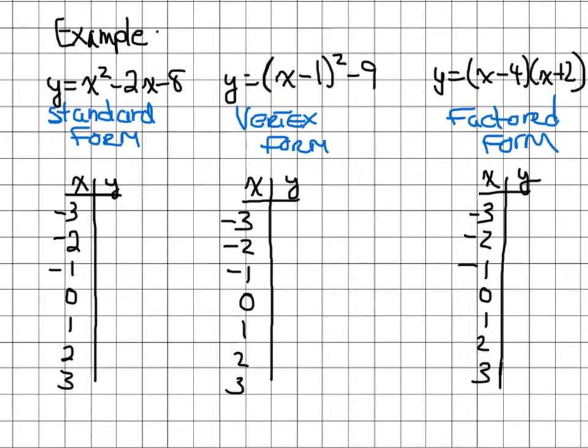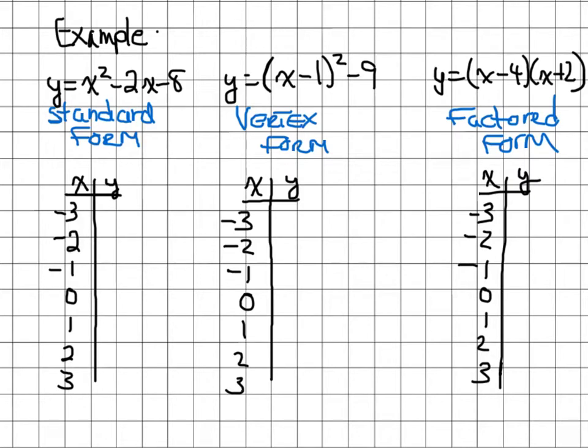Here we have standard form, which is y equals x squared minus 2x minus 8. Vertex form, which is y equals (x minus 1) all squared minus 9. And factored form, which is y equals (x minus 4)(x plus 2). Now, if these three represent the same quadratic relation, they should have the same table of values.